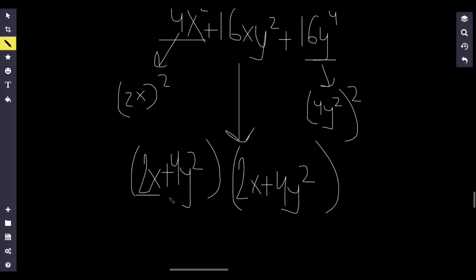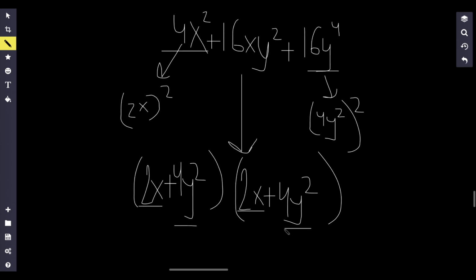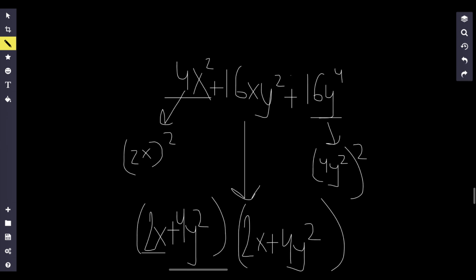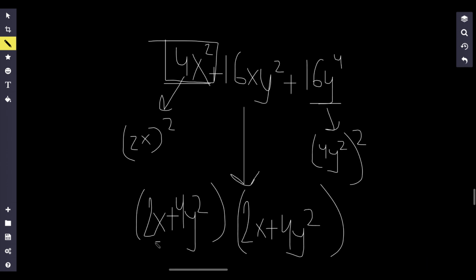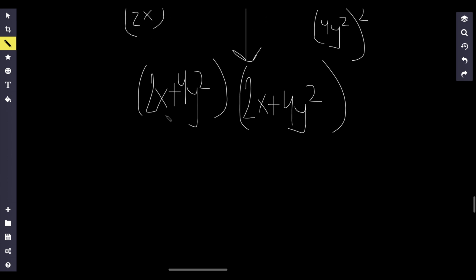Because 2x times 2x gives me 4x squared, and 4y squared times 4y squared gives me 16y to the 4th, right? So this strategy involves checking for two things that multiply out to be the first term, and then two things that multiply out to be the last term, and both of them have to be the perfect square version of it. Let's see if this works. So, always have to check your work, right?